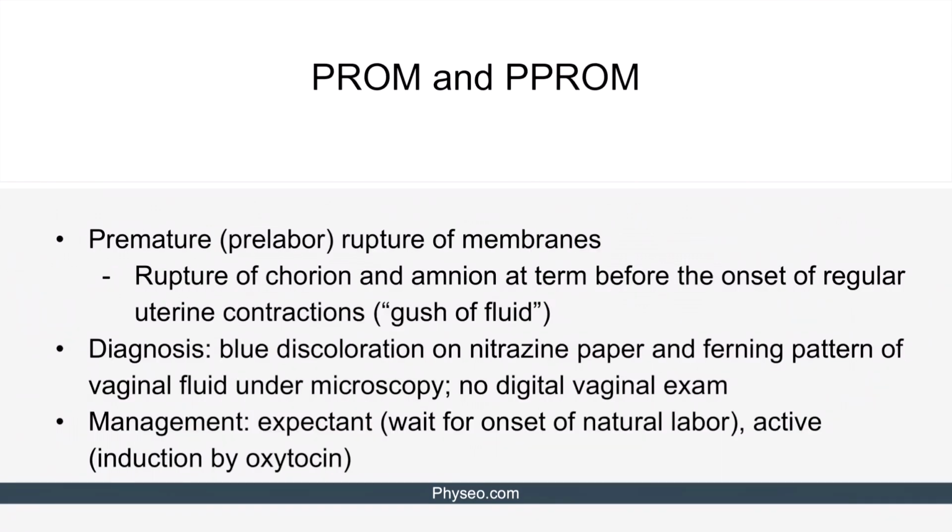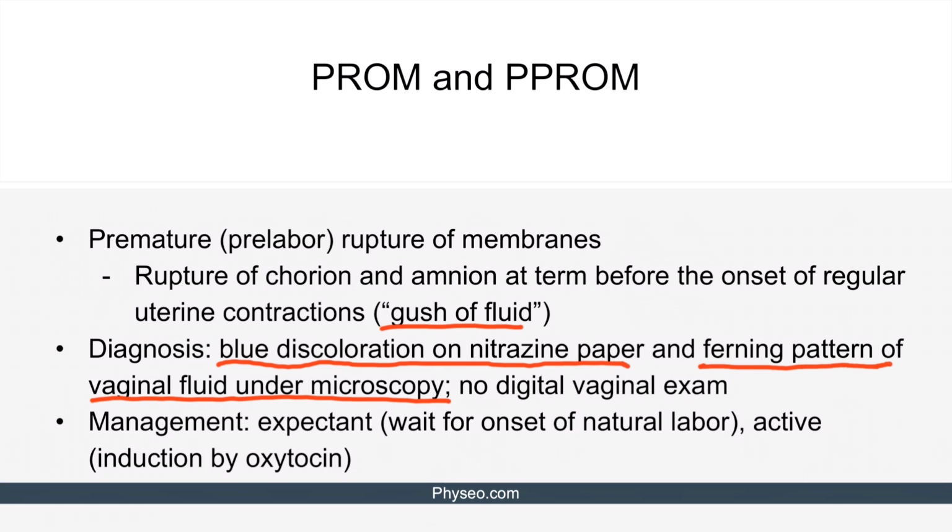PROM is the rupture of the chorion and amnion at term before the onset of regular uterine contractions. Patients describe a sudden gush of fluid consistent with leakage of amniotic fluid. The diagnosis of PROM occurs with a sterile speculum exam and investigation of vaginal fluid. Blue discoloration on the nitrazine paper after vaginal fluid application and the ferning pattern of fluid under microscopy suggest that this fluid is amniotic fluid, so the patient does have rupture of membranes.